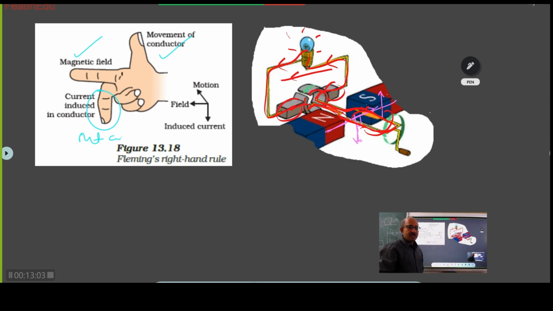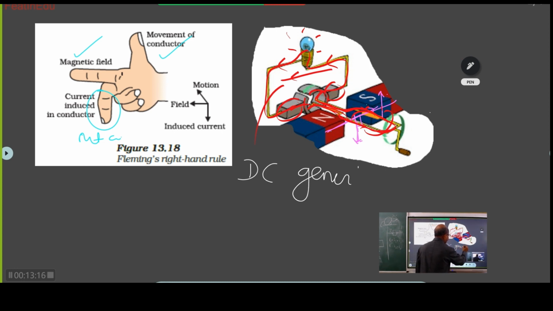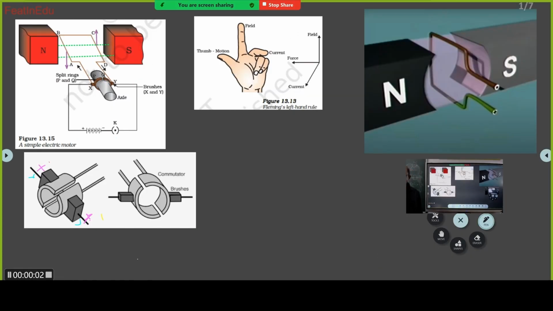Got it? So that is why this arrangement gives you what? What is this arrangement? This arrangement is a DC generator. Direct current generator. The textbook is wrong, still you have made the same mistake. Okay? So be careful.